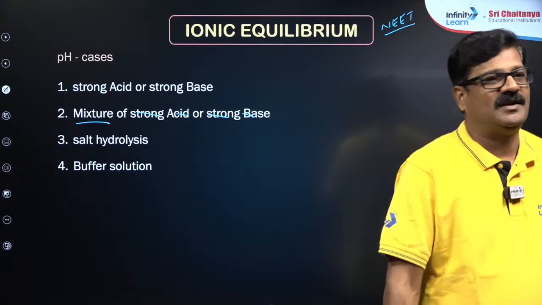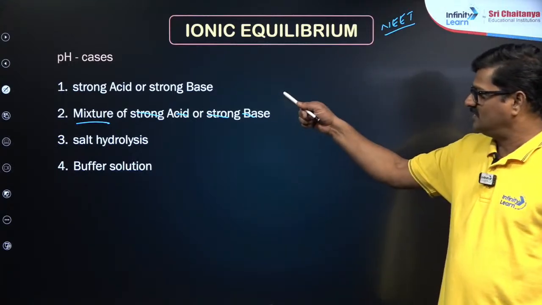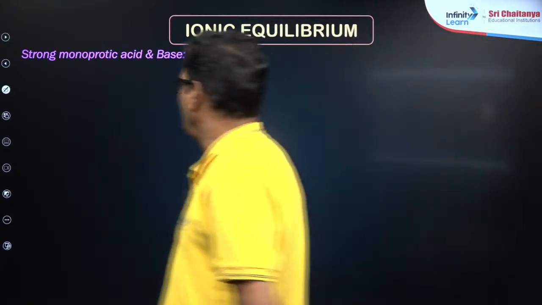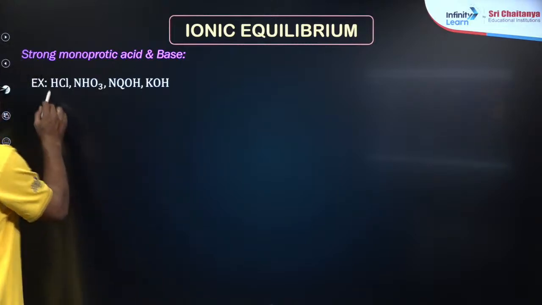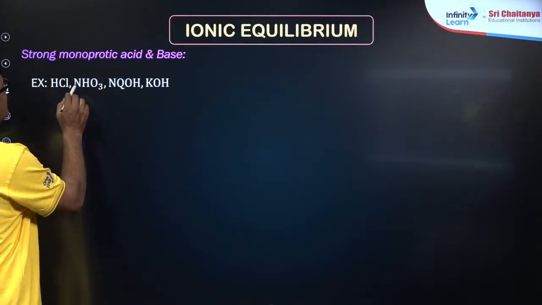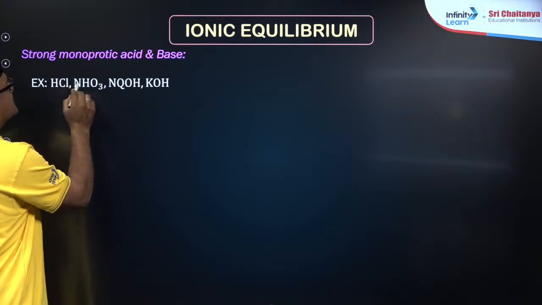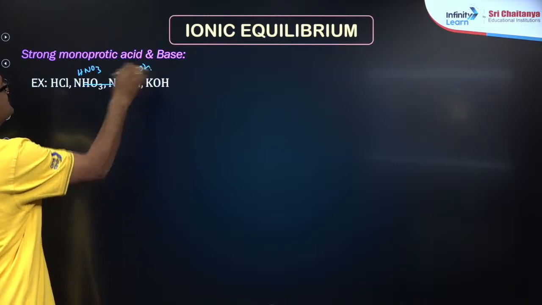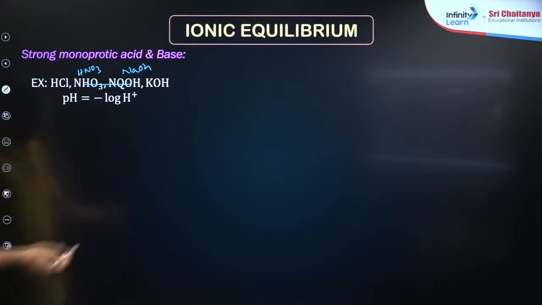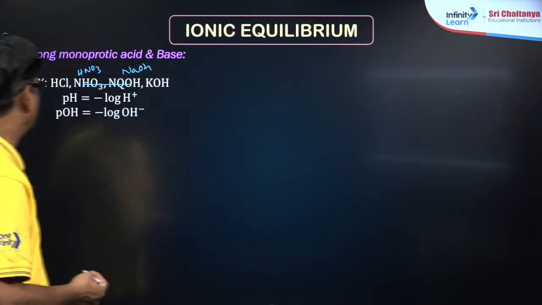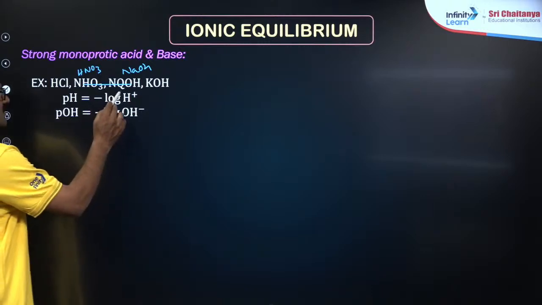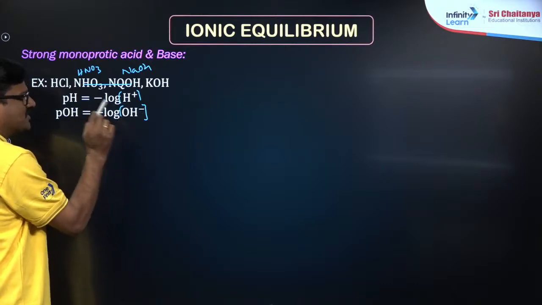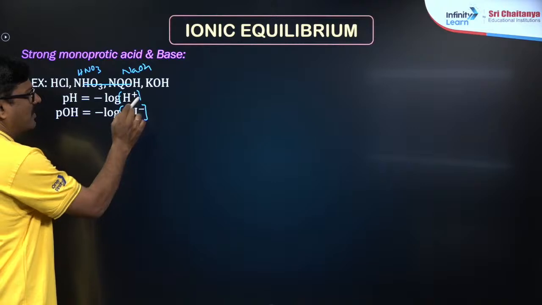Yes, Chitra, right. Nandu, we will see now the pH of the mixtures, strong monoprotic acid mixtures. In that, for example, HNO3 and NaOH. For that, pH is equal to negative log H plus, and pOH is equal to negative log OH minus, and the concentration is H plus and OH minus. Here H plus and OH minus are taken as normality.